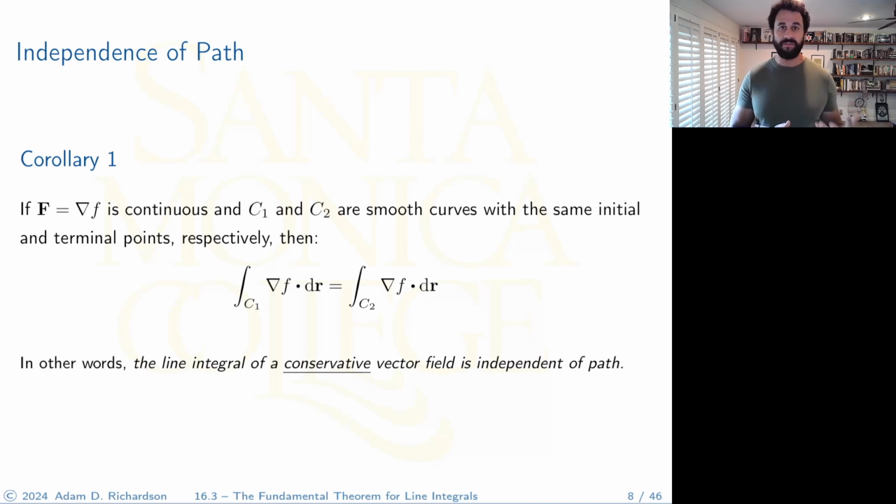Essentially, if you have a conservative vector field and you want to compute a line integral between any two points, A and B, here's A and here's B, it actually will not matter which way you go. It will not matter which path you use. The value of the line integral will be the same, as long as your vector field is conservative. That's the catch right there. All right.